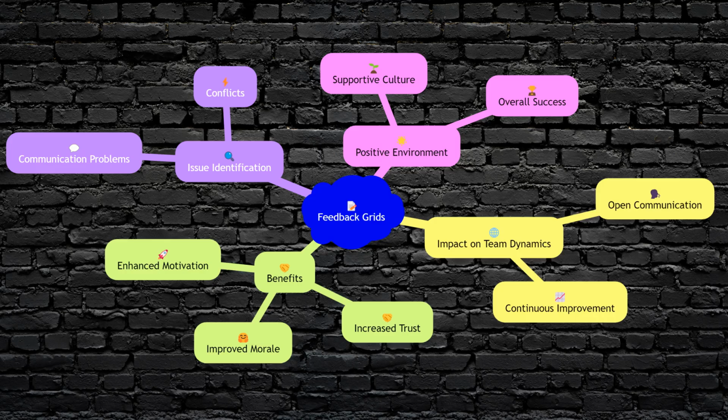Feedback grids can have a significant impact on team dynamics. By providing a structured way to collect and analyze feedback, they help to create a culture of open communication and continuous improvement. This can lead to increased trust and collaboration within the team, as well as improved morale and motivation. Additionally, feedback grids can help to identify and address issues that may be affecting team dynamics, such as communication problems or conflicts. By fostering a positive and supportive team environment, feedback grids can contribute to the overall success of the team.